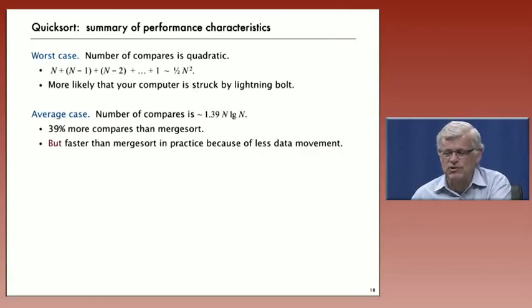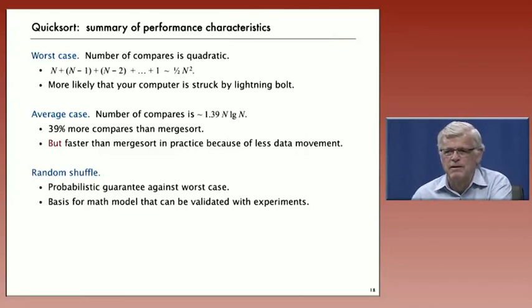The average case, which is extremely likely for any practical application, is going to be about 1.39 n log n. So that's more compares than merge sort uses, but quicksort is much faster because it doesn't do much corresponding to each compare. It just does the compare and increments a pointer, whereas merge sort has to move the items into and out of the auxiliary array, which is more expensive.